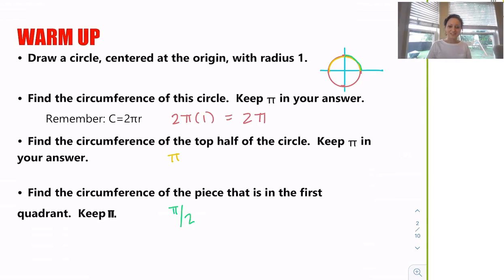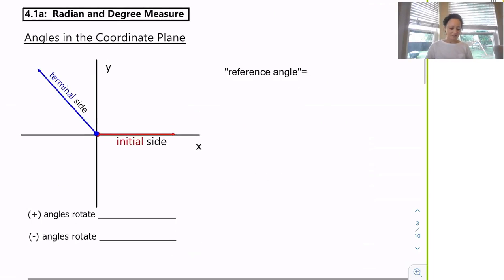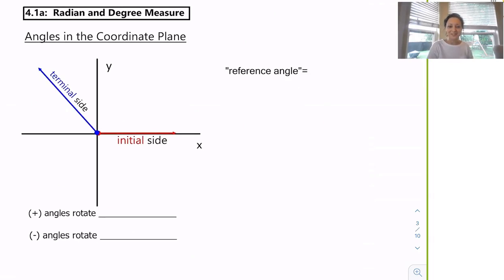All right, here are the answers. So let's see how you did. The circumference of the whole circle will be 2 pi. Just the top half will be pi, and then half of that will be pi over 2, okay? And we're going to use this in just a bit, so hang tight to this information. All right, I'm going to ask you to pause your screen again, copy what is on my screen, and then we're going to fill it out together.